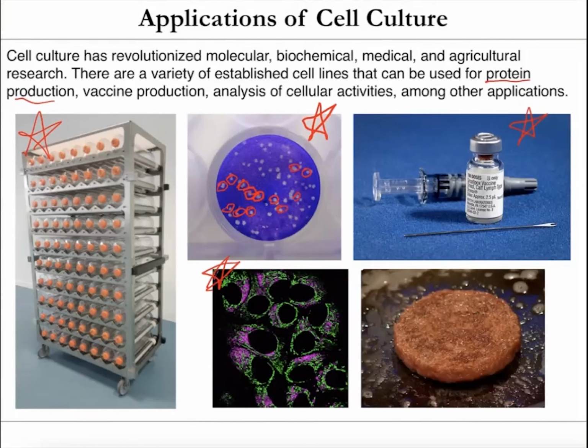That fluorescent microscopy I showed you, you can study different cellular processes by using microscopy in cell culture. And so that's really important. And there's even starting to be like cultured meat. So that's sort of a dream. Hopefully we won't have to kill cows someday to make steak. We can just use cell culture.